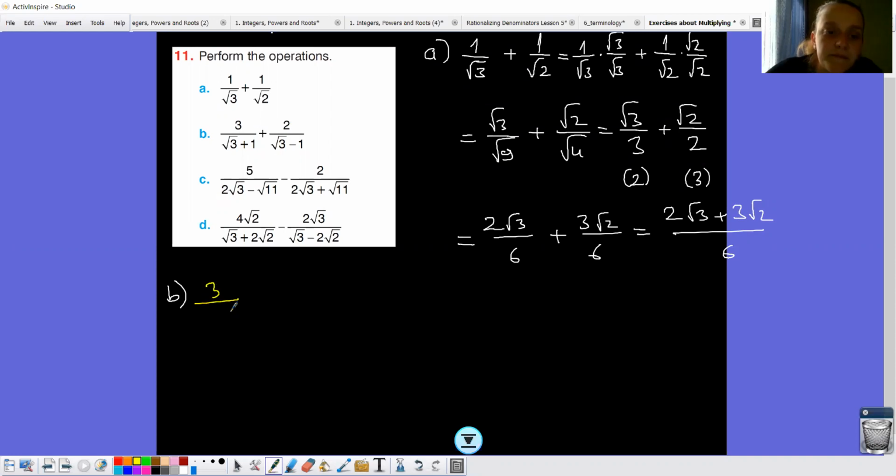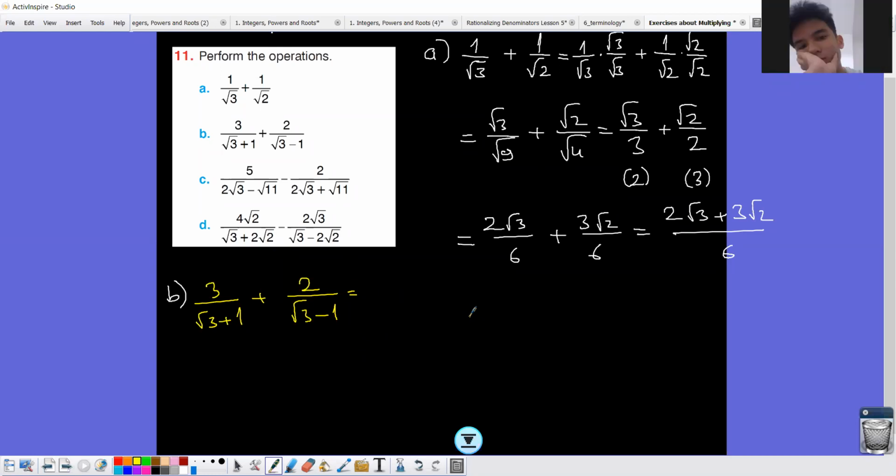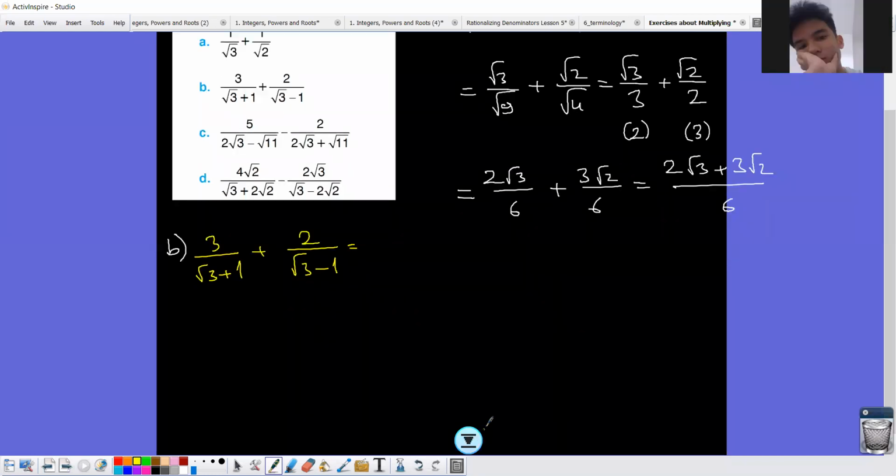Is this 3 over root 3 plus 1, plus 2 over root 3 minus 1? Yes. Now what will we do? Do you want to do it separately or directly in the equation? Teacher, can we do it separately like the other one? Yes, why not?